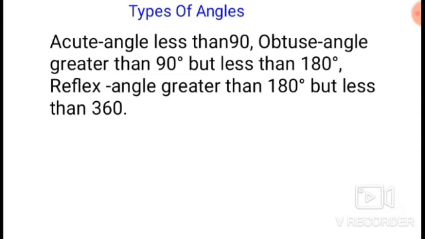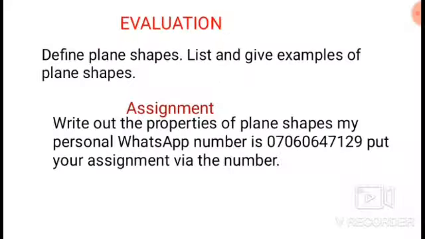We also have another type of angle which we call reflex angle. Reflex angles are those angles that are more than 180 degrees but less than 360 degrees. When you have an angle above 180 degrees, like angle 190, 200, 270, those angles are regarded as reflex angles. Then that leads us to what we call evaluation.